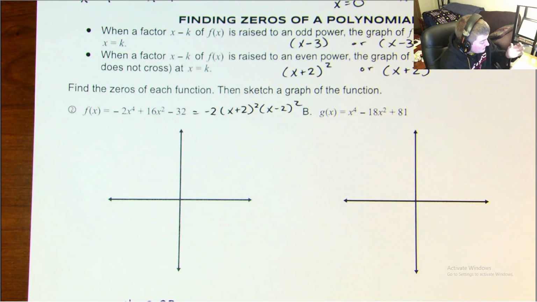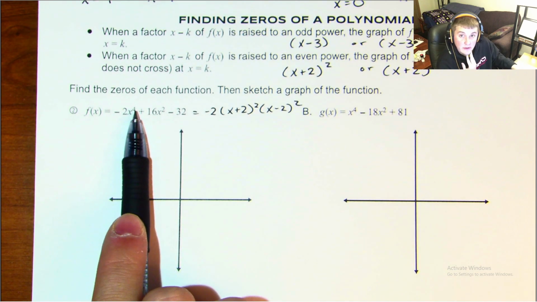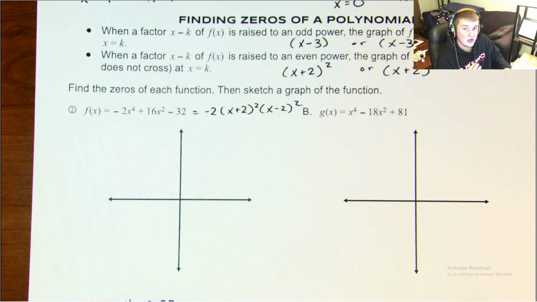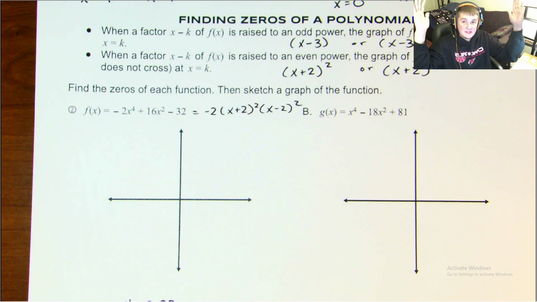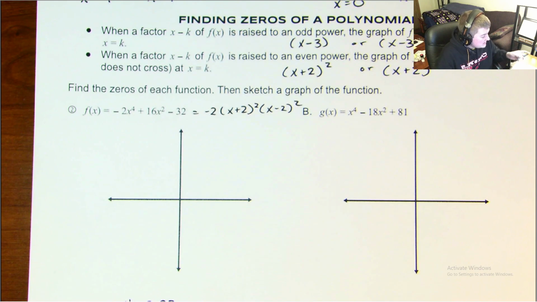Now, there's some things that we need to know about this. We know that the degree is even, meaning the end behavior is that both ends are going to shoot up, or they're both going to shoot down. The leading coefficient is negative, so we know it's going to be opening down, shooting downward at the ends.